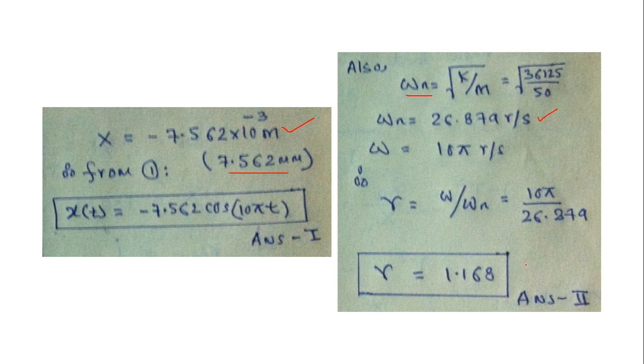So we see that r is indeed greater than 1, and if r is greater than 1, then the amplitude of the vibration response will be negative, which means that it will be 180 degrees out of phase. So this result is satisfied.